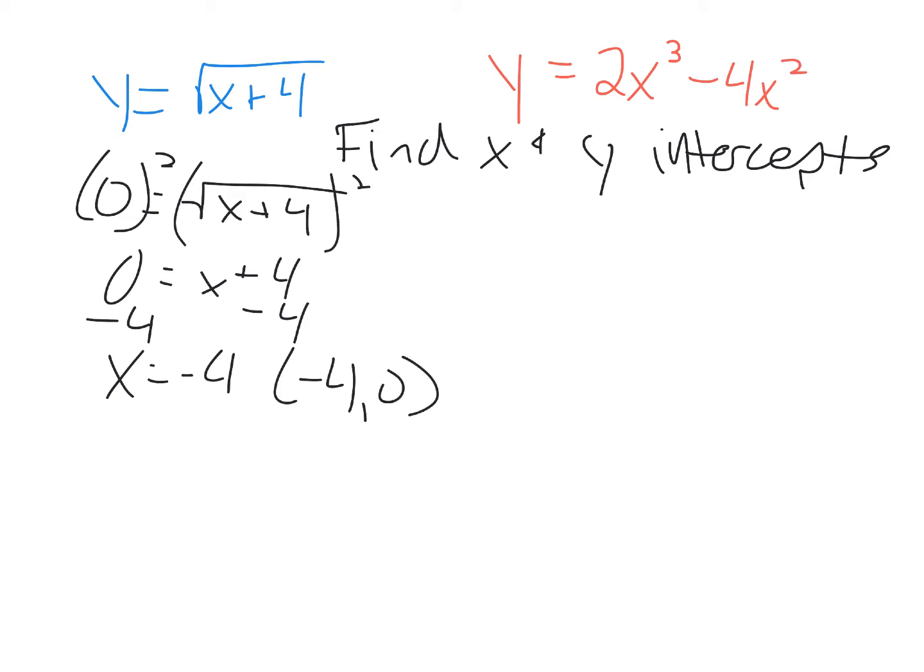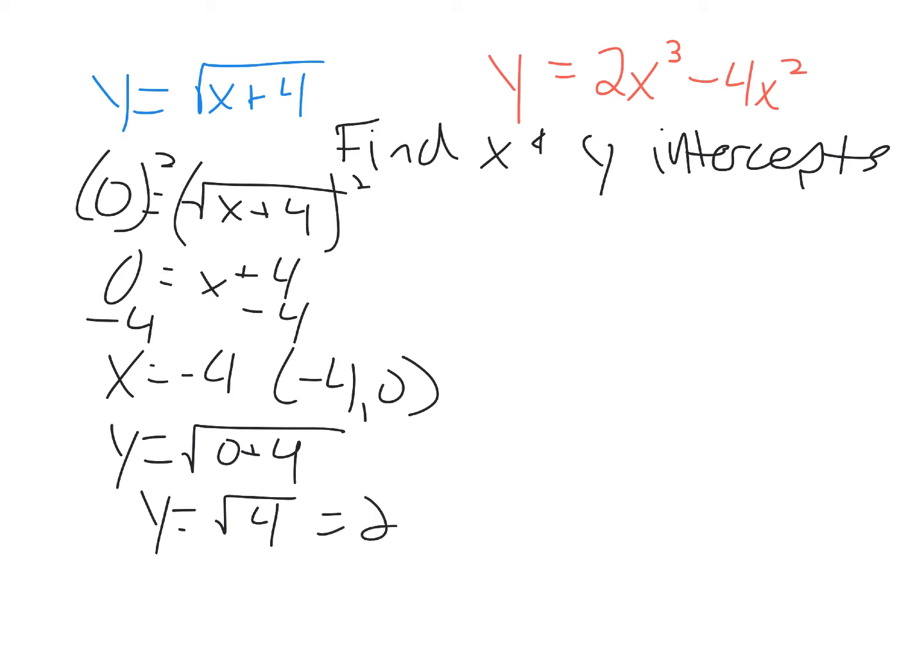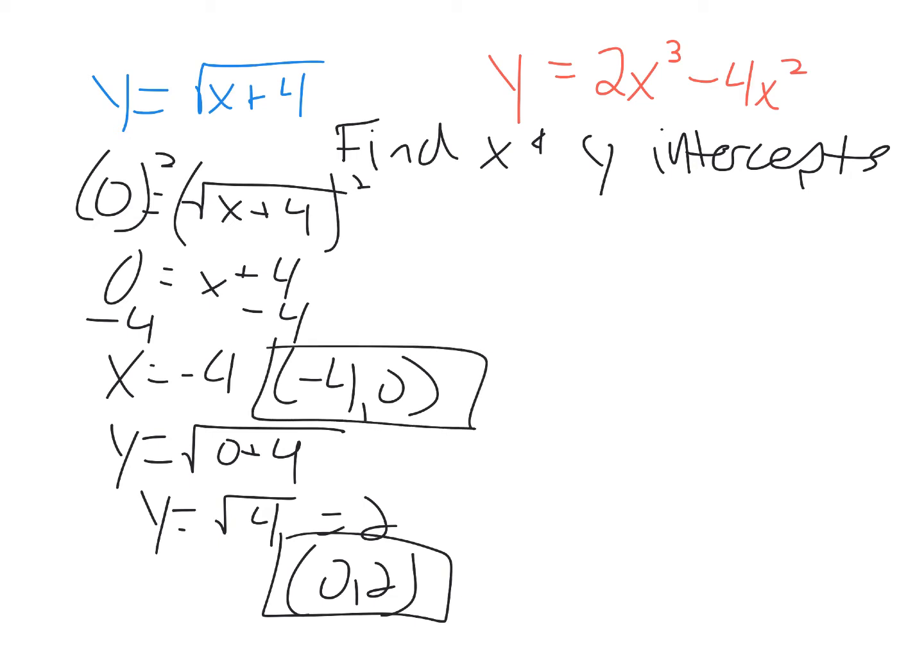Let's put in 0 in for x and find the y-intercept. And simplify, we're going to get 2. And 2, 0. So your y, not 2, 0. It will be 0, 2. So y-intercept 0, 2. And an x-intercept -4, 0.